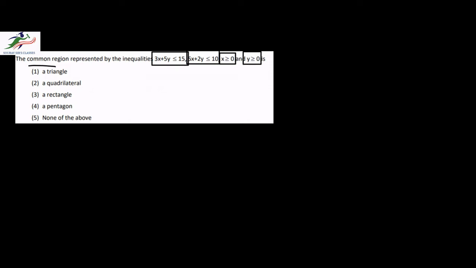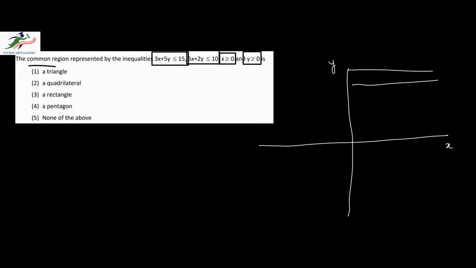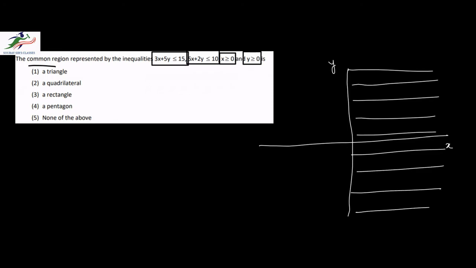So let us look at the graph of this. If we have this plotted on the x and y axes, first we look at x greater than or equal to 0, which means all the area to the right side of the y-axis. So this is all x greater than or equal to 0.